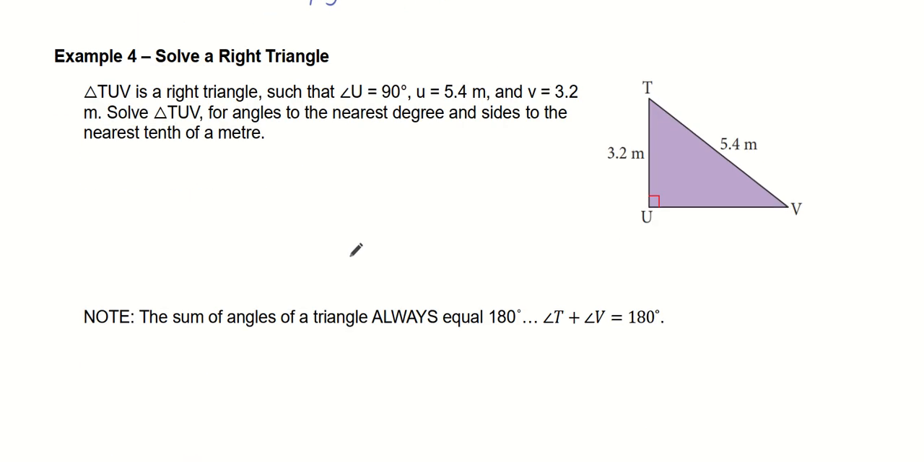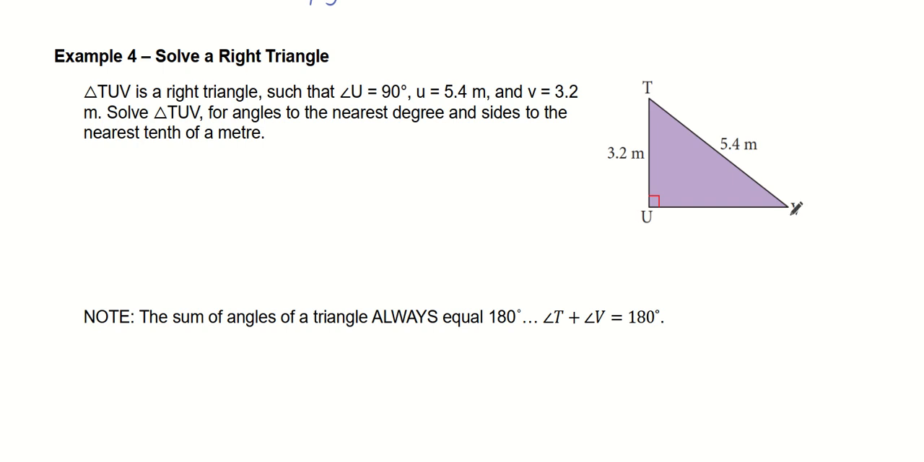Or the last problem. We're almost finished the lesson. Okay, let's read this. So, we have a triangle. TUV is a right triangle, like you see, this symbol here represents a right triangle, such that U is 90 degrees.